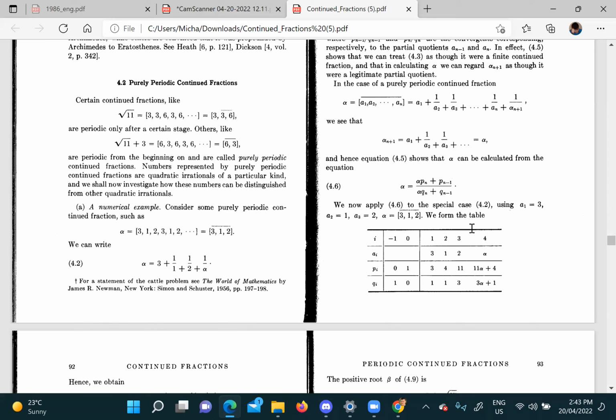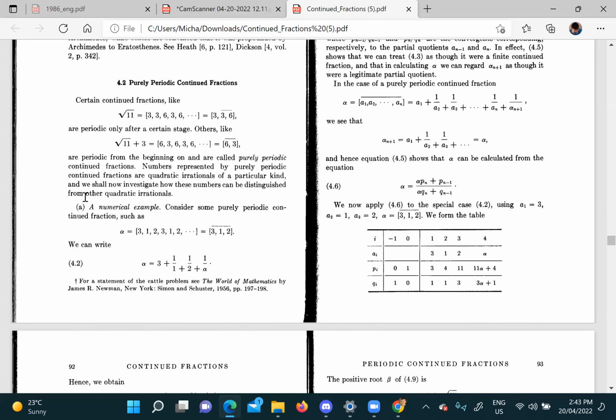I really hate this format for writing the fraction. It is very dodgy. A equals 4.5, 9 over 2 plus 1 over A. A numerical example: consider some purely periodic continued fractions, so 3, 1, 2 repeating.